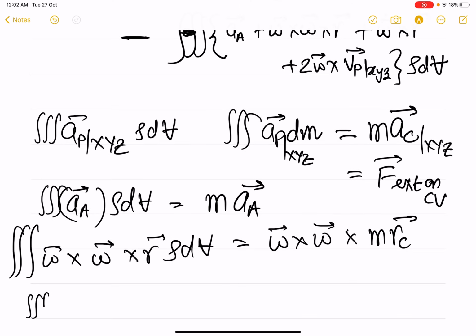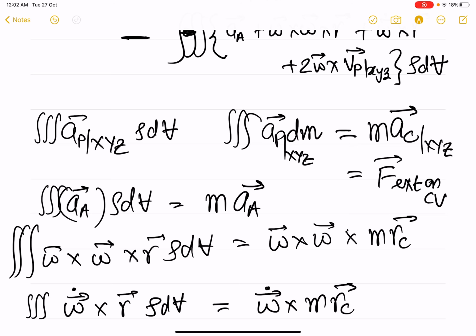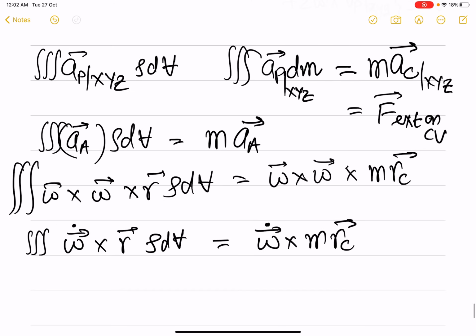Similarly, the third term, omega dot cross r rho dV, will become omega dot cross m times r_c, where r_c is the position vector of the center of mass, as observed from the moving origin.